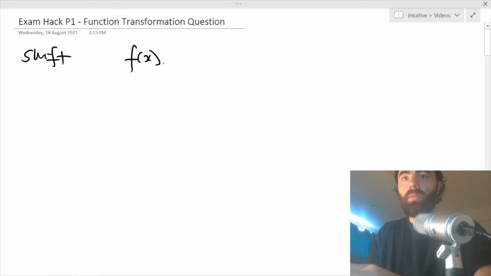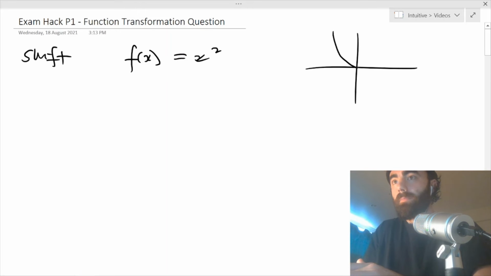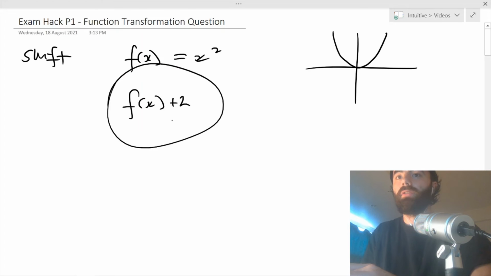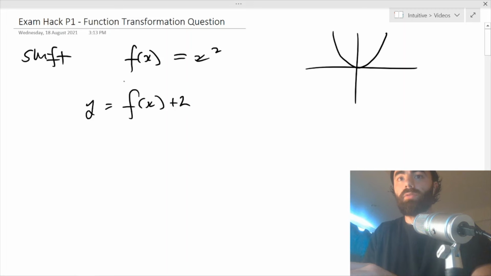But look, let's say we have f of x, and let's say this is equal to x squared. So that looks like this. So what would f of x plus 2 be? This would be shifting it in the y direction. So let's say y equals f of x plus 2. Well, this just shifts this thing up 2.